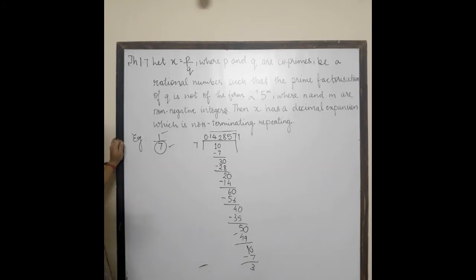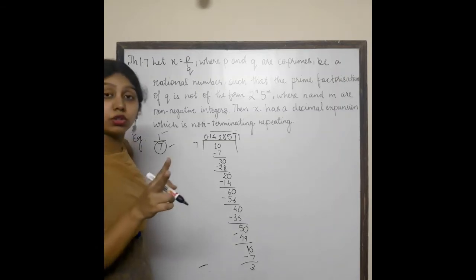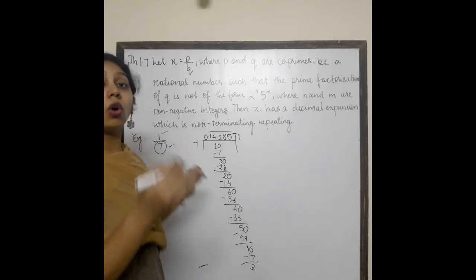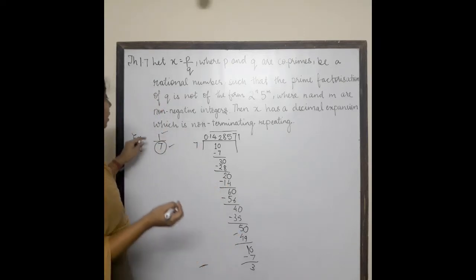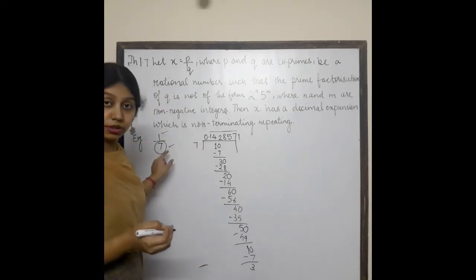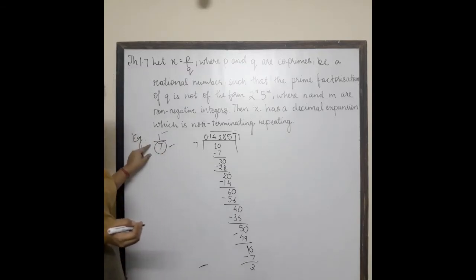And we have also studied the properties of the decimal expansion, that either it will be terminating or it will be non-terminating repeating. Now for the terminating, we have seen those two theorems. Now for the non-terminating, this is the theorem. These both are co-prime numbers, isn't it? Their HCF is what? 1 only.